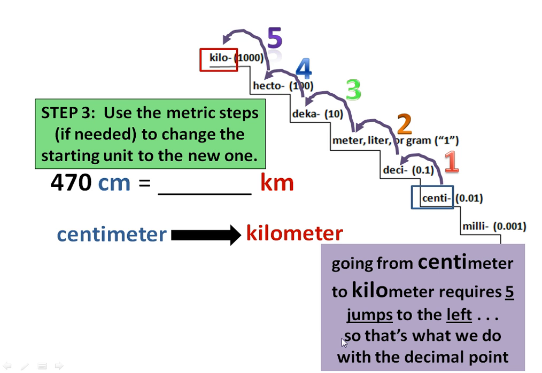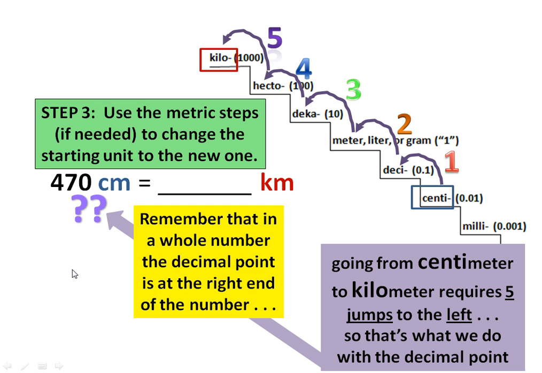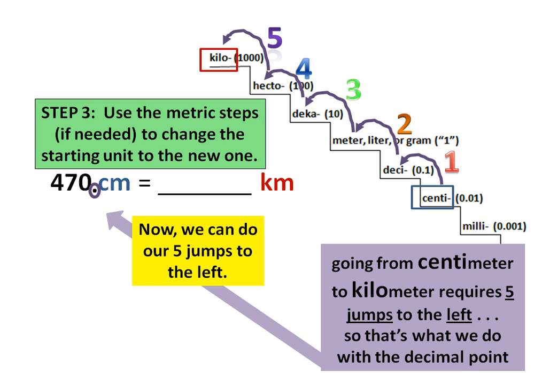So that's what we're going to do with our decimal point in our problem. We need to move it 5 jumps to the left. But if we look at the problem number here, we do not have a decimal point. So remember, in any whole number, we usually do not write a decimal point in, but if we had to, the decimal point would be to the right of the whole number. So we're going to add our decimal point there so that we have a decimal to move 5 jumps to the left.